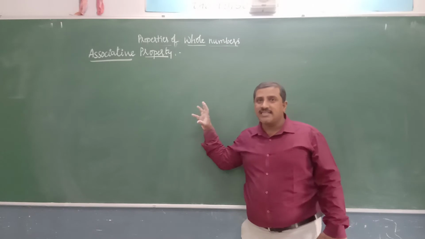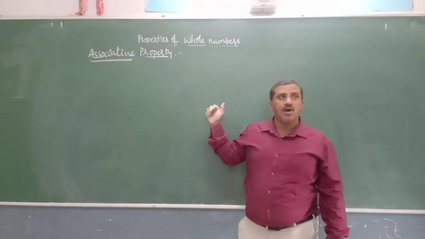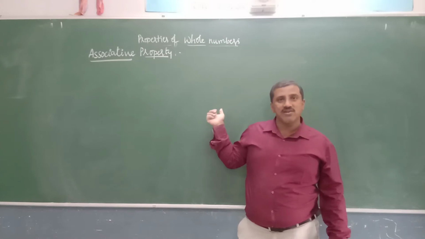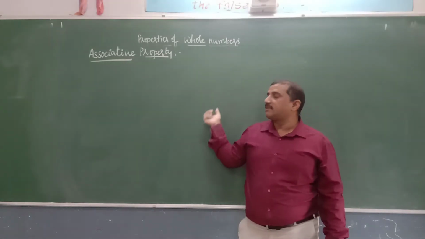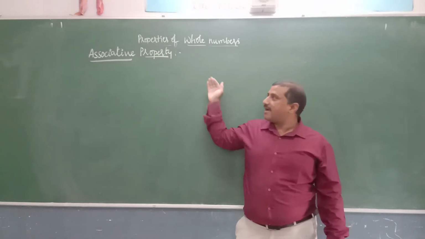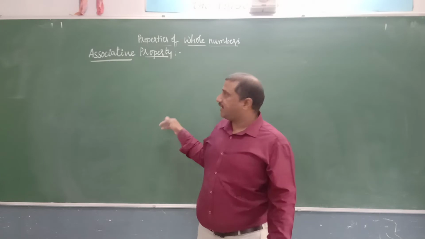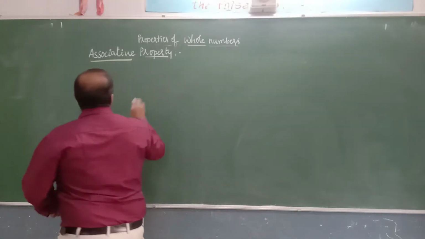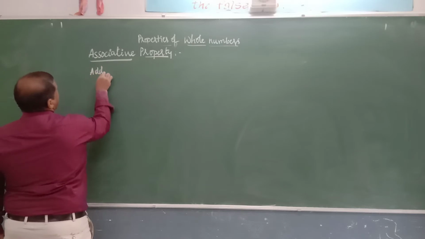Then by adding these three whole numbers in different orders, that is, (a plus b) plus c is equal to a plus (b plus c), both their sums are equal under addition, and we will check for subtraction as well as multiplication and division. Let us see some examples, first for addition.